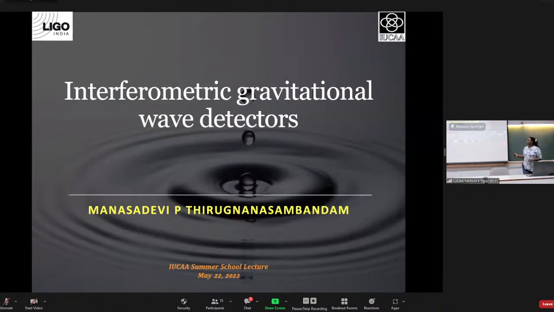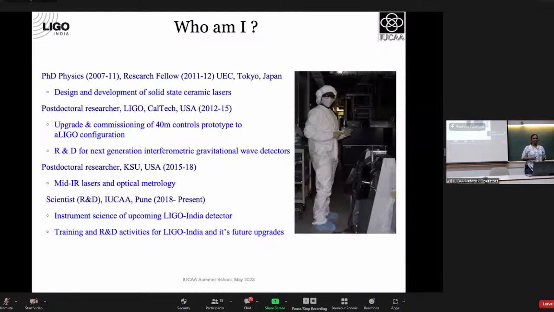So, why am I talking about this? Because I'm someone who has been working with the detectors for quite some time within the instrument science group of LIGO. My background is not from astronomy or astrophysics. My background is totally from optics, lasers, and more of precision measurements. Now I'm part of the LIGO India detector, that is the upcoming detector here.